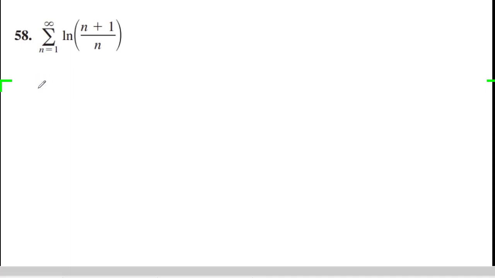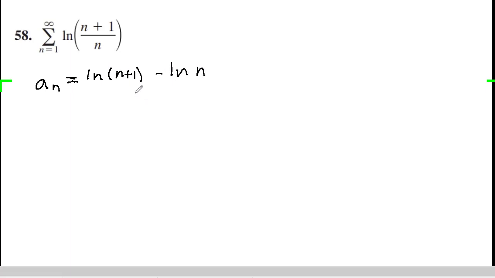So again, what we might want to do here is look at what happens with the a sub n's. We can use the rules of log here, since there's not a whole lot else that I can do. In my mind it sparks the idea that maybe we should rewrite this and get the natural log of n plus 1 minus the natural log of n.